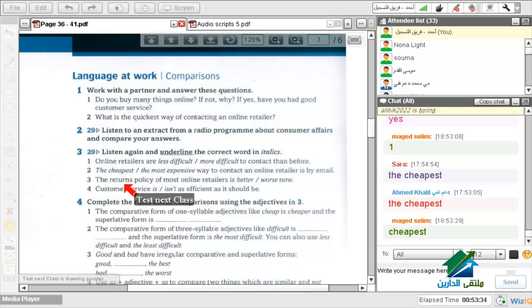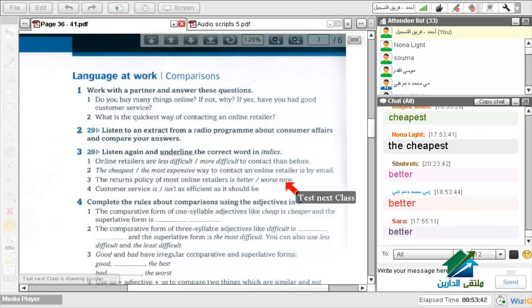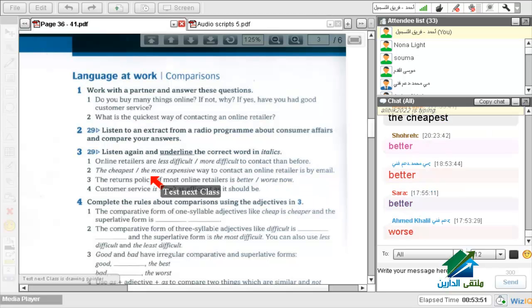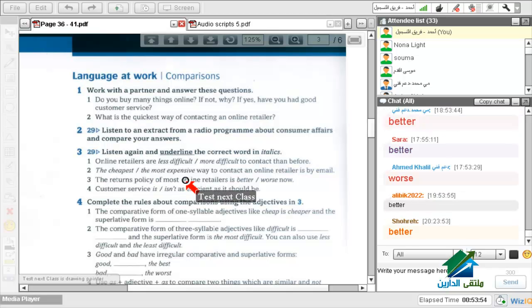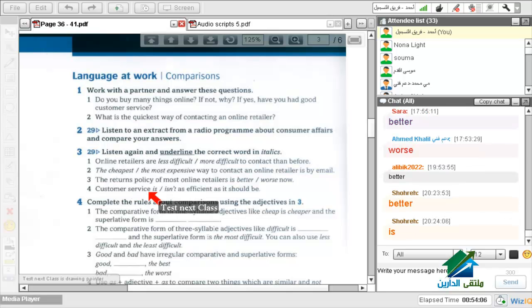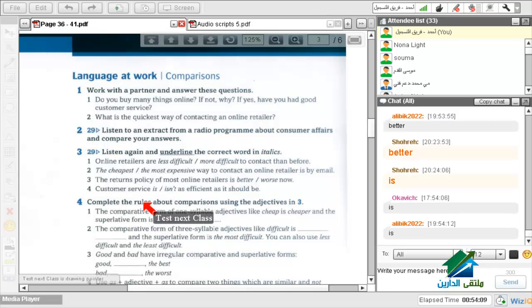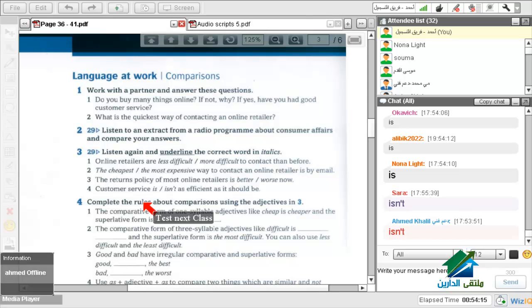3, the returns policy of most online retailers is better or worse now? Better and worse. Which one? Returns policy of most online retailers is better now. Well, customer service is or isn't as efficient as it should be. Customer service is or isn't. Is as efficient as it should be.